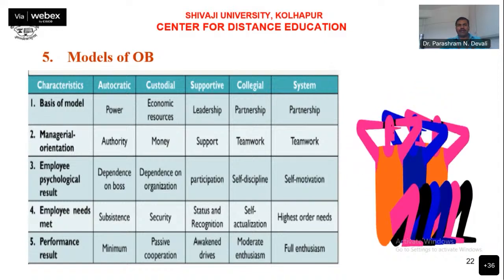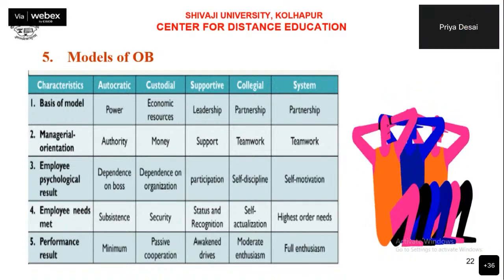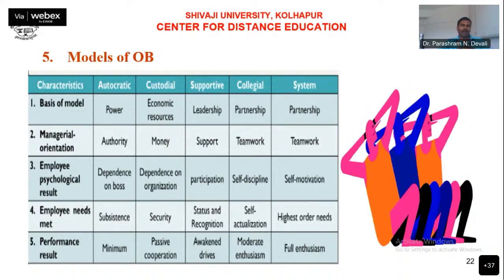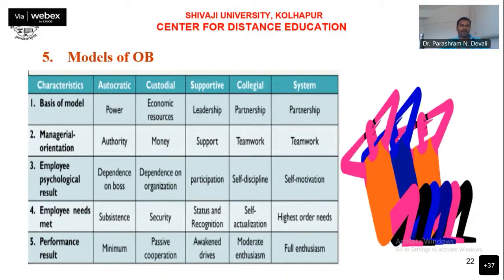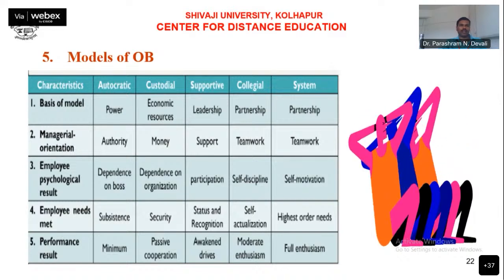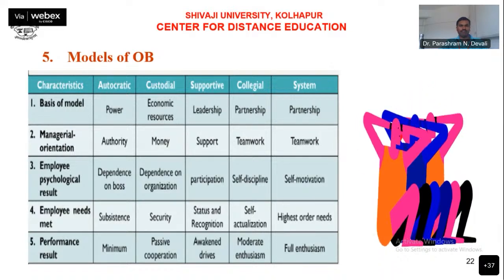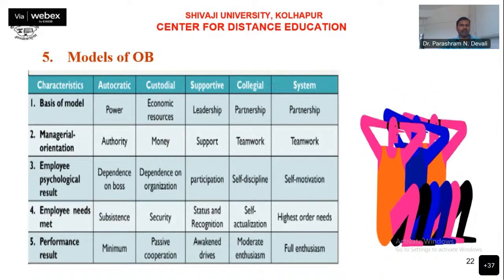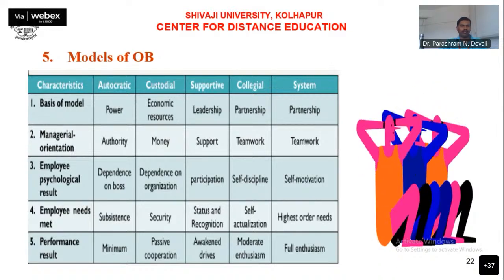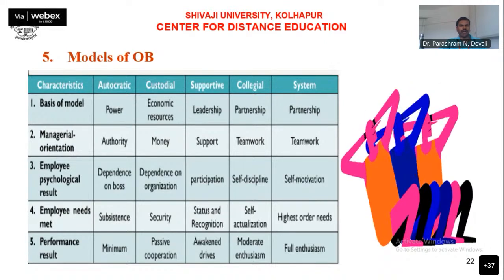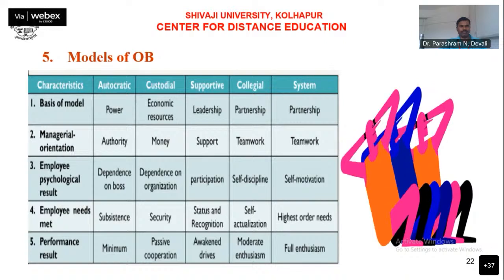Okay, next thing is there, we want to highlight the models of organization behavior. In models of organization behavior, we want to classify them as autocratic model, custodial model, supportive model, collegial model, and system model. The basic parameters are the basis of the model: managerial orientation, employee psychological result, employee need met, and performance result.